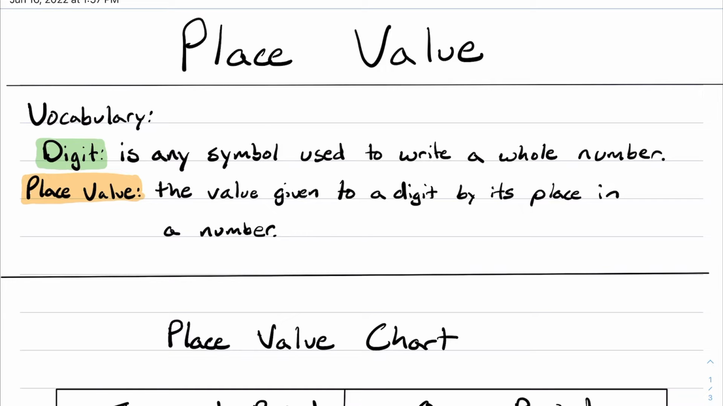We have a couple vocabulary words for you today. We have digit, and a digit is any symbol used to write a whole number. And then what is place value? Well, the place value is the value given to a digit by its place in a number.